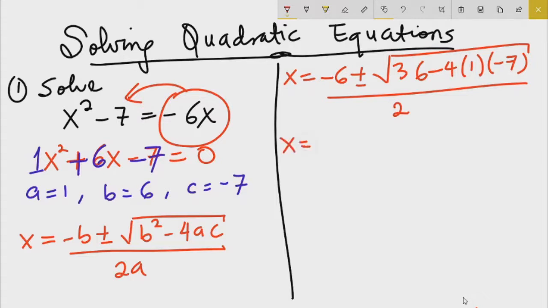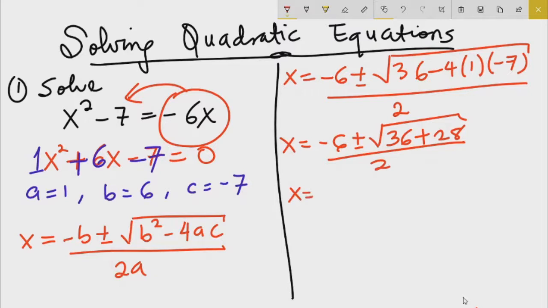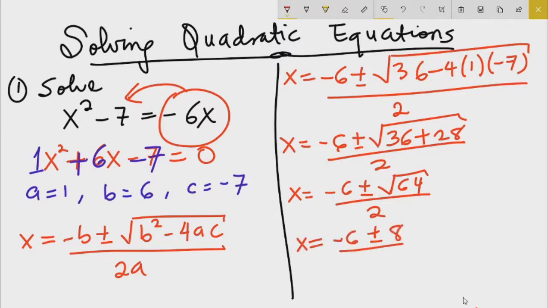We just need to simplify. So this becomes negative 6 plus or minus the square root of 36. Negative 4 multiplied by negative 7 will become positive 28. So this will become x equals negative 6 plus or minus the square root of positive 64, divided by 2. The square root of 64 is 8. So negative 6 plus or minus 8, over 2.